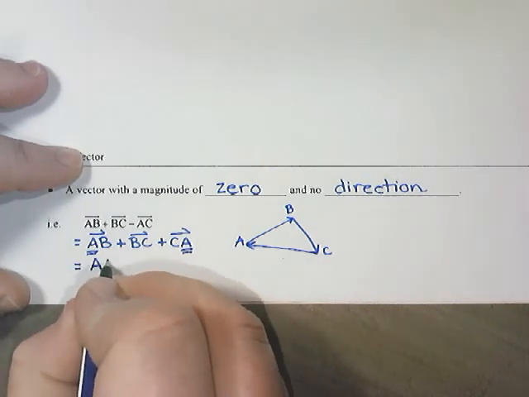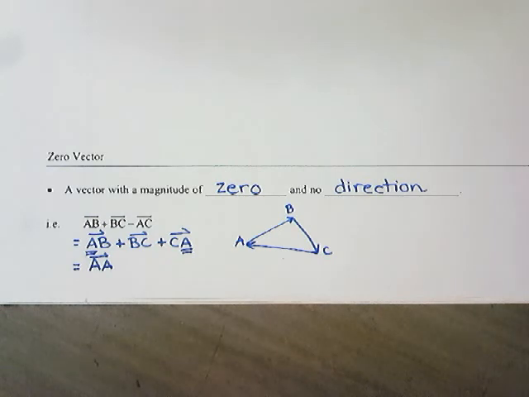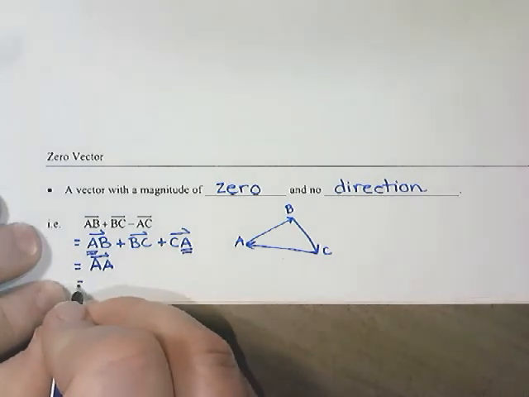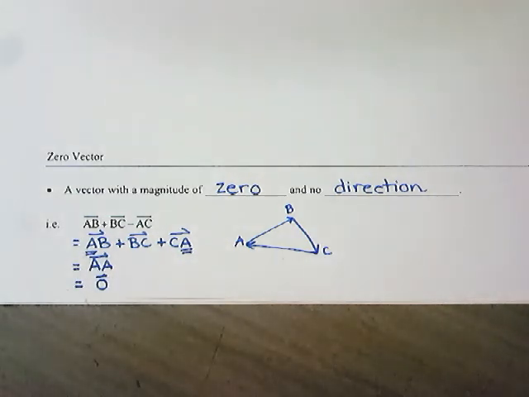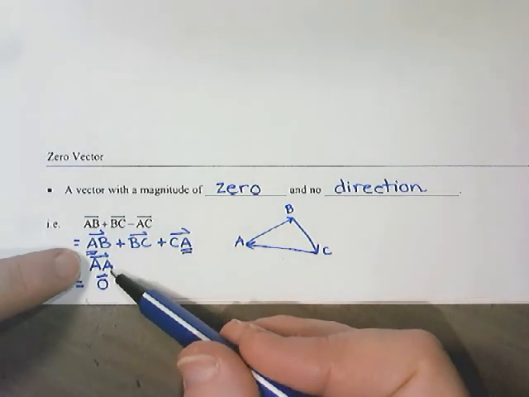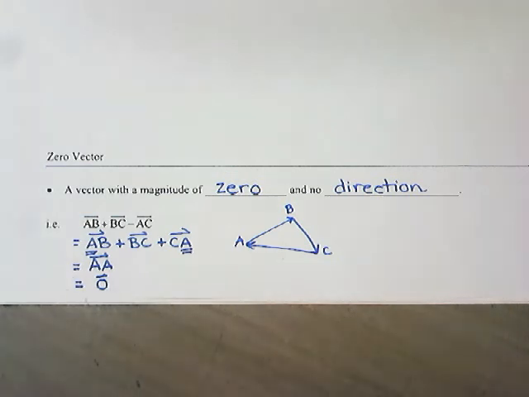So this is basically AA, which doesn't really make sense. So I would say this is the 0 vector. So we do 0 with a little vector symbol over top. If you ever find that you have the same letters, that means it doesn't really exist.